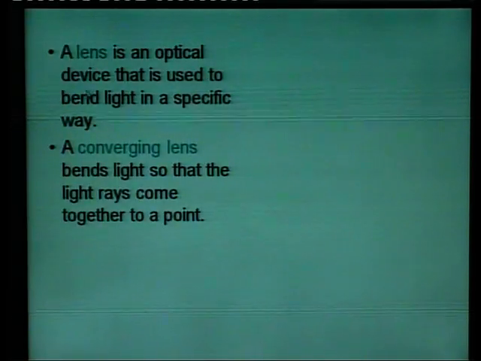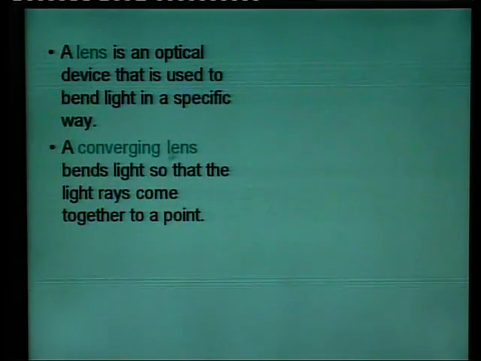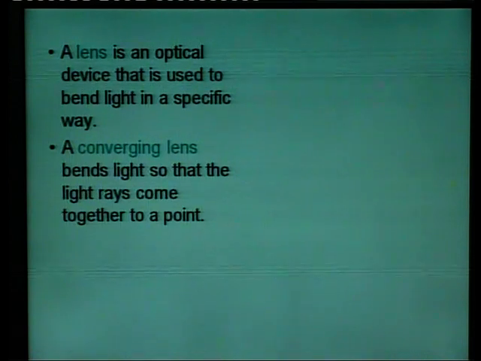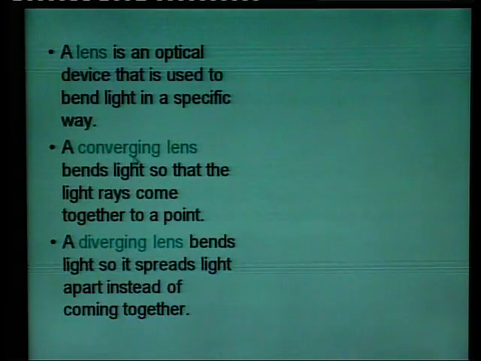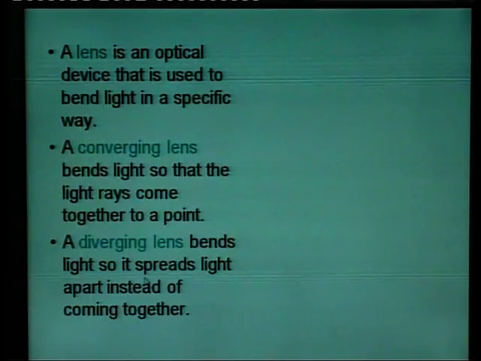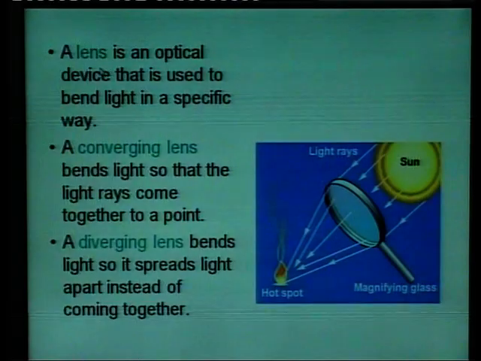A lens is an optical device that is used to bend light in a specific way. So what are lenses? What are mirrors? A converging lens bends light so that the light rays come together at a point. A diverging lens bends light so it spreads light apart instead of coming together. A convex lens is a converging lens and a concave lens is a diverging lens. That means the phenomenon of refraction is exhibited by lenses.